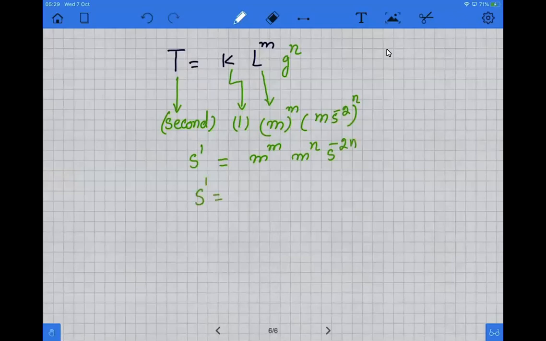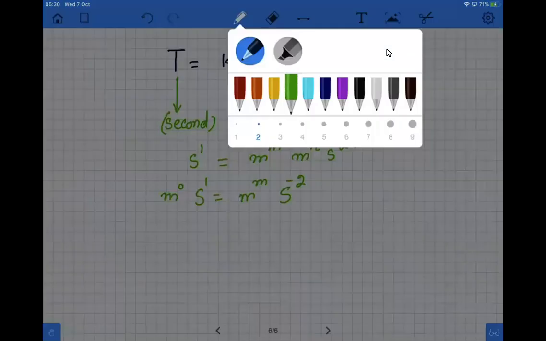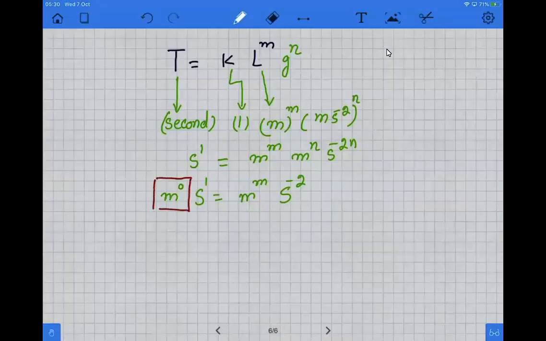Now the problem is on the right hand side we have 2 base units, and on the left hand side we have no meter. Second is present. So if you get a situation in which you get a base unit on the right hand side that is missing on the left hand side, then you will put it on the left hand side as meter power 0. Now if you solve it, equate the bases on the two sides. Meter power 0 is equal to meter power m plus n.